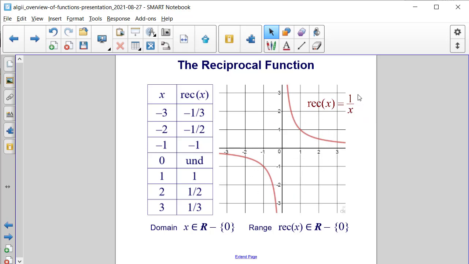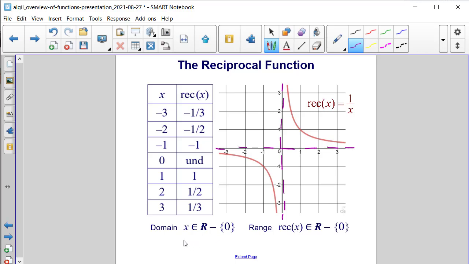Here's a graph of the reciprocal function. When you have the reciprocal function, it is 1 over x, and because the denominator of a fraction cannot equal 0, when you substitute 0 in, it is undefined, or it has a vertical asymptote. And also, since the numerator's exponent is less than the denominator's exponent, we also have a horizontal asymptote at y equals 0. So that is why the domain consists of all real numbers excluding 0, and the range also contains all real numbers excluding 0.